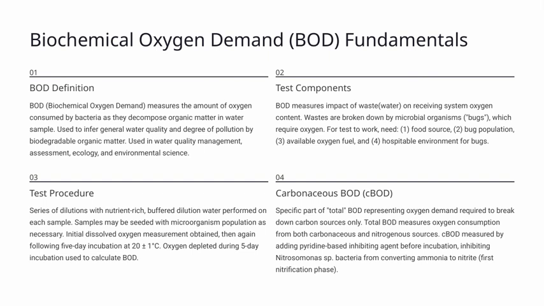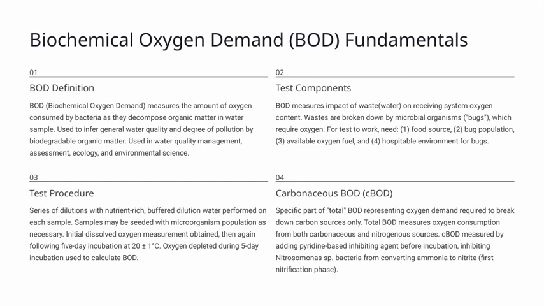Now, let's talk about how the test is actually performed. It involves creating a series of dilutions with nutrient-rich, buffered water. Sometimes, we add microorganisms to ensure consistent results. We measure the initial dissolved oxygen in the sample, then incubate it at around 20 degrees Celsius for 5 days. After incubation, we measure the dissolved oxygen again. The difference between these two measurements tells us how much oxygen the bacteria consumed during that period, which is what we call the BOD.